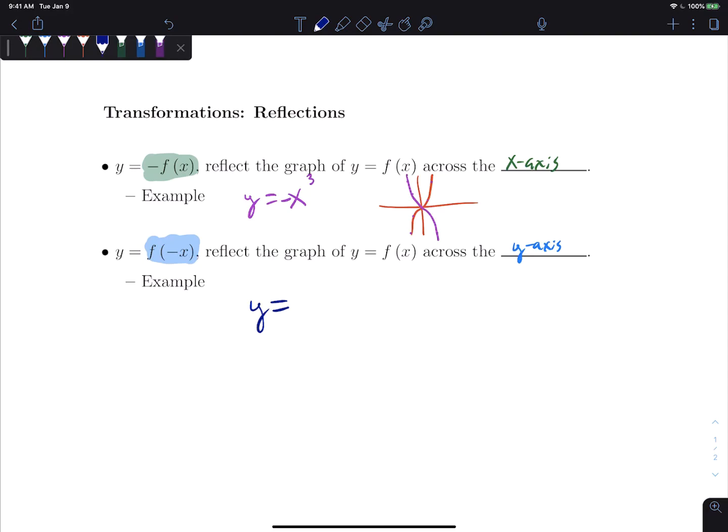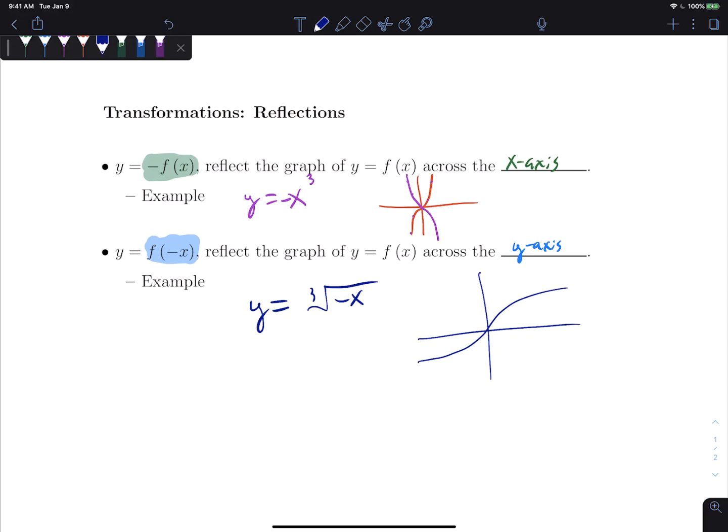Now, if we have something that looks like this, let's use the cube root function. For the cube root of x, notice that if I put a negative inside with the x there, that is going to be a reflection across the y-axis. Now, the original one would look something like this.